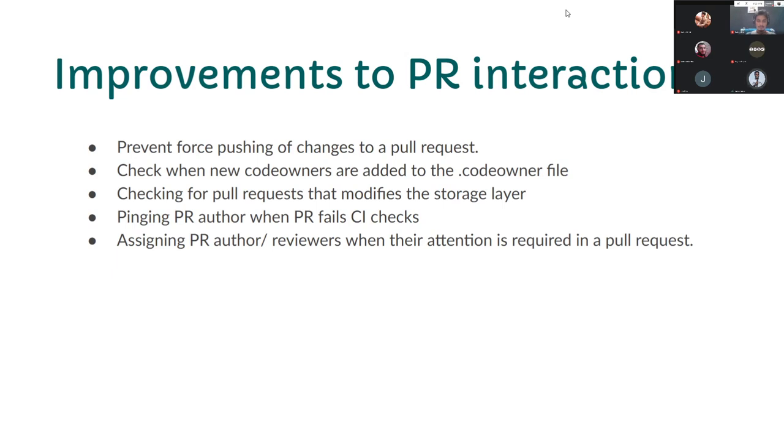Okay, so pushing changes to pull requests usually messes up the Git history, so it's not advisable, and Oppiabot will help to guard against that. We also check that new code owners are not added to the code owner file, and if they get added, we ping the previous code owners to ensure that these people are allowed to be code owners. We also ping the PR author when a pull request fails CI checks, and we assign the author or reviewers when their attention is needed in a pull request. Next.